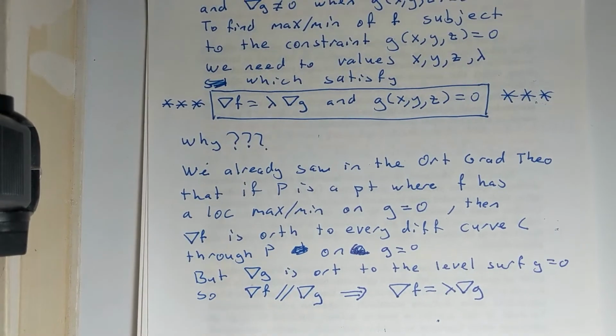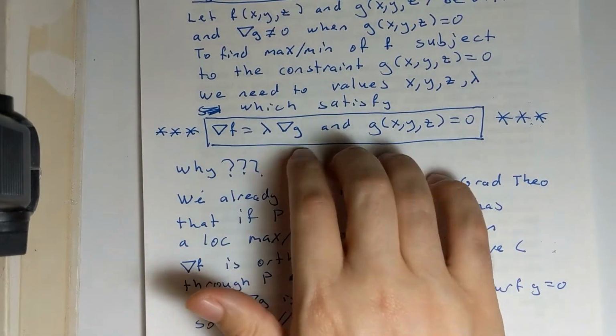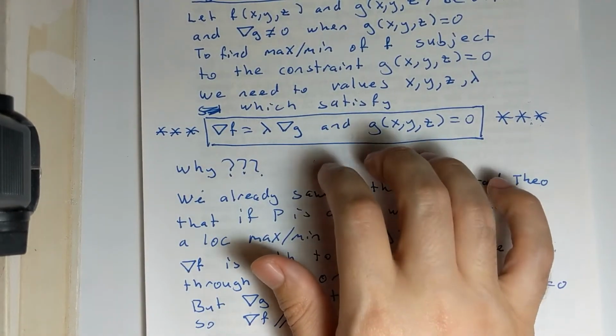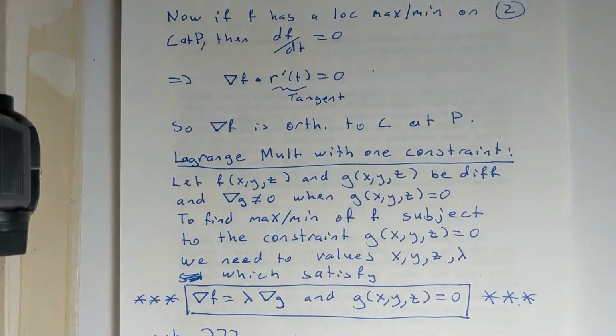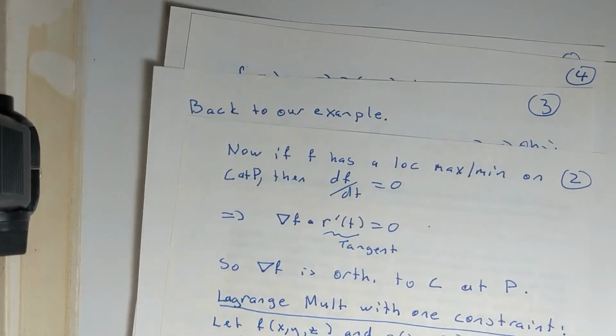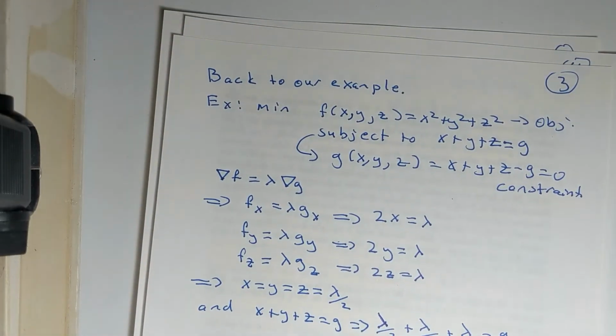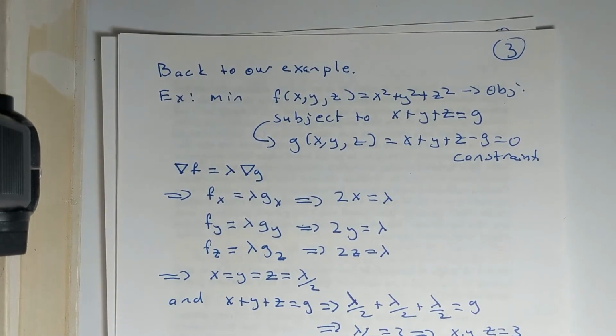So it just says gradient of f and gradient of g are basically constant multiples of each other. So this formula is exactly what the Lagrange multiplier says. It lets us solve these problems. And now we're going to do some examples. So I'm going to go back to our motivation example, the very first example that we did.